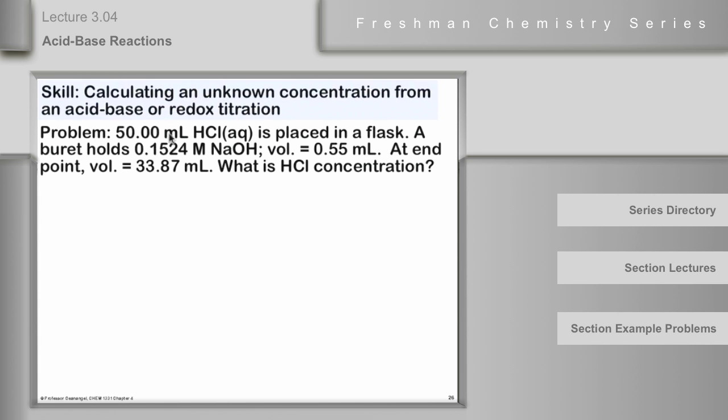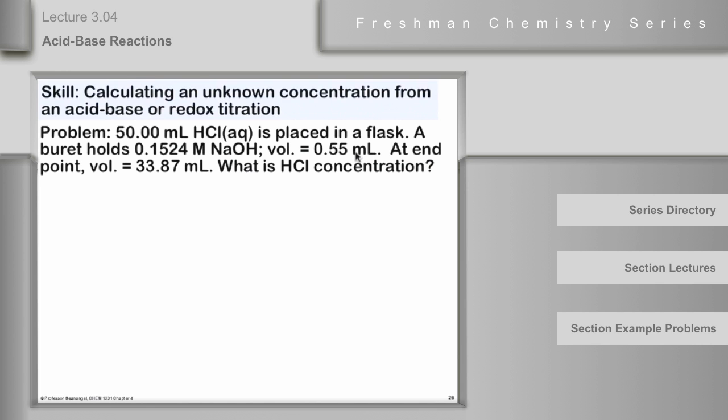This problem says 50 milliliters of hydrochloric acid is placed in a flask. 50 milliliters, that's the volume of the acid. A burette holds 0.1524 molar sodium hydroxide. That's said to be standardized sodium hydroxide. And the initial volume is 0.55 milliliters.